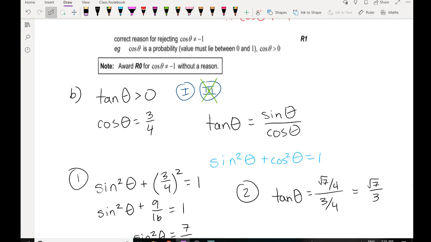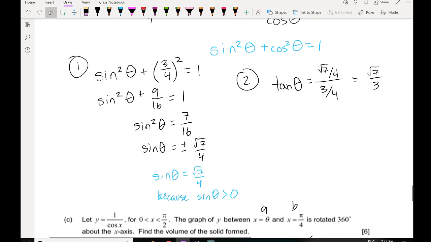To figure out tan, I said to myself, well, what is tan? It's sine over cos. Great. I have cos. I don't have sine, so I need sine. That tells me my next step. And then I go back and figure out tan.